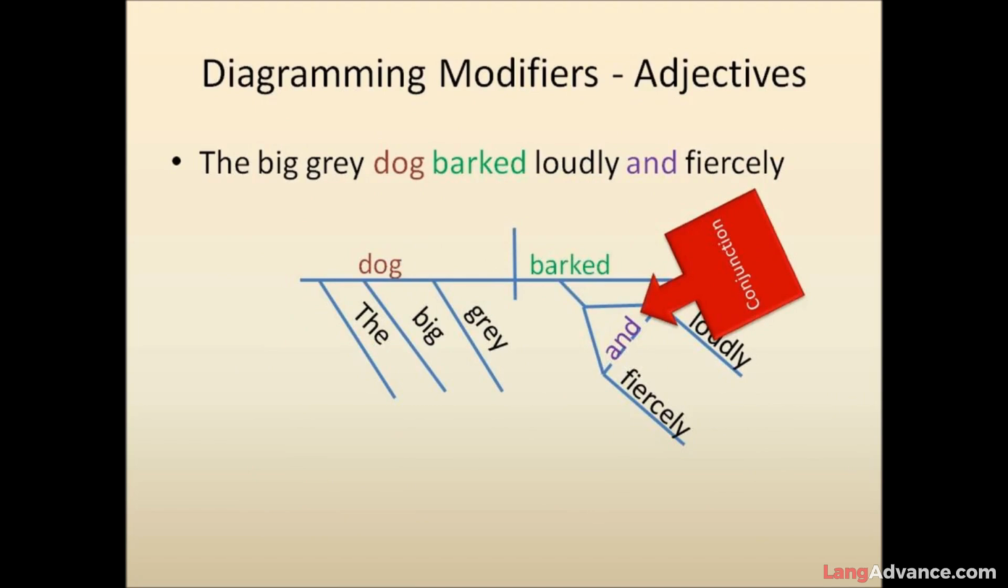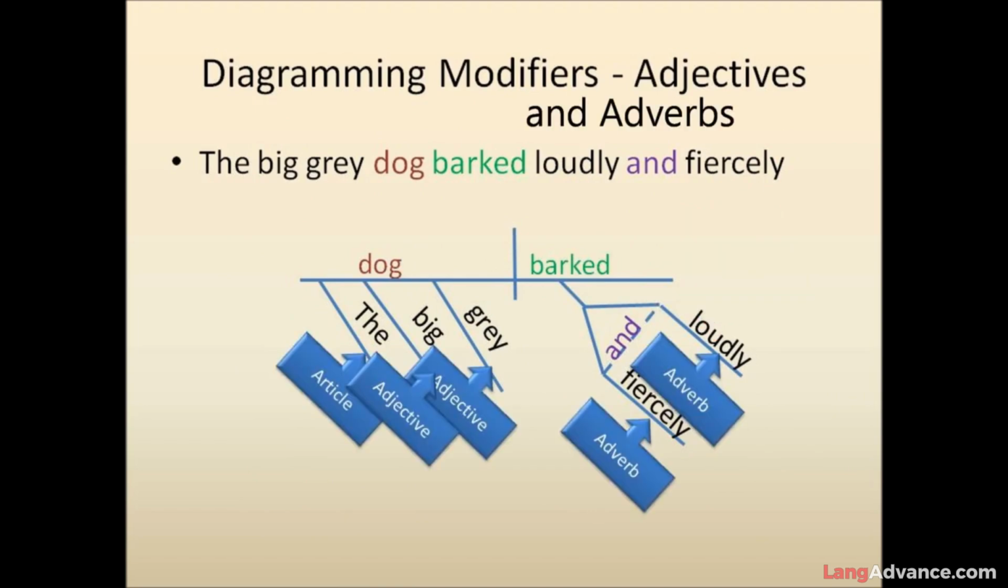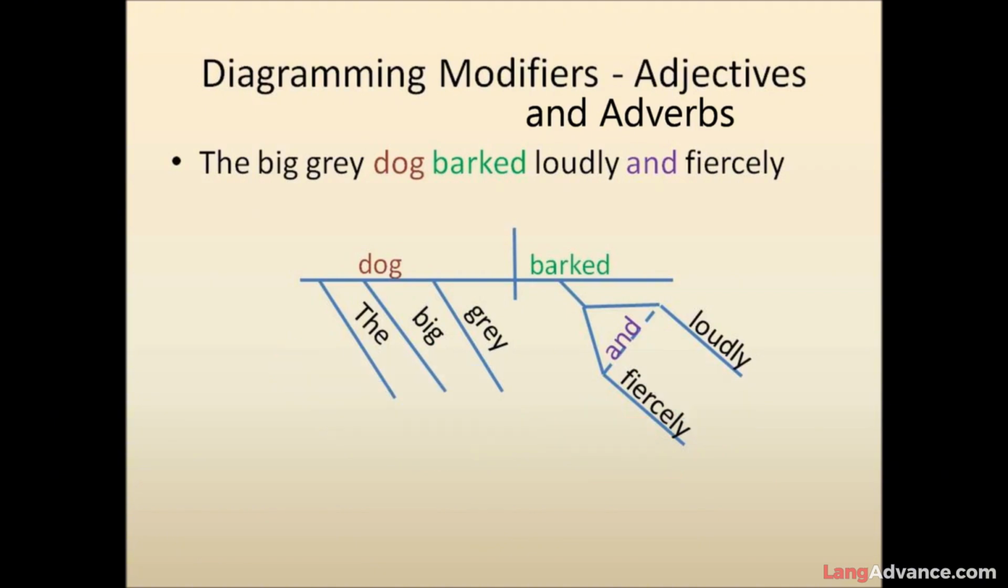Then we have the adjectives and adverbs on a 45-degree angle under the words they modify, the compound adverb being in the house or rocket ship formation. The word the is an article that describes dog. Big describes dog. Gray describes dog. Loudly describes how the dog barked. Fiercely also describes how the dog barked. So in the end, we come up with the diagram, the big gray dog barked loudly and fiercely. So why don't you have a try?